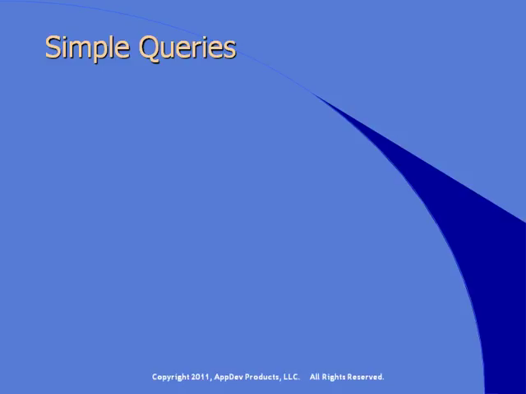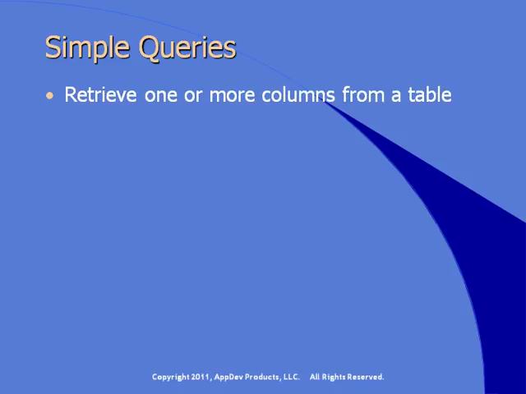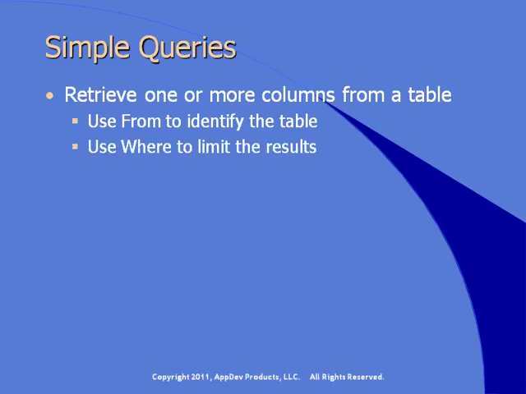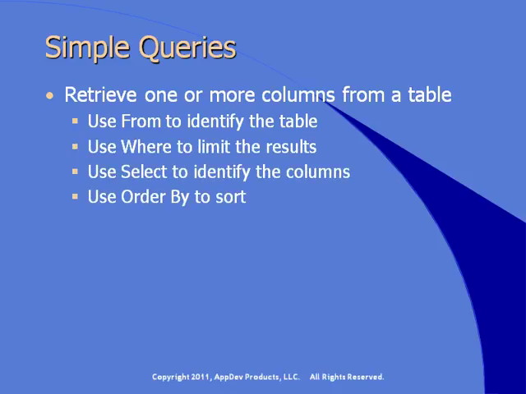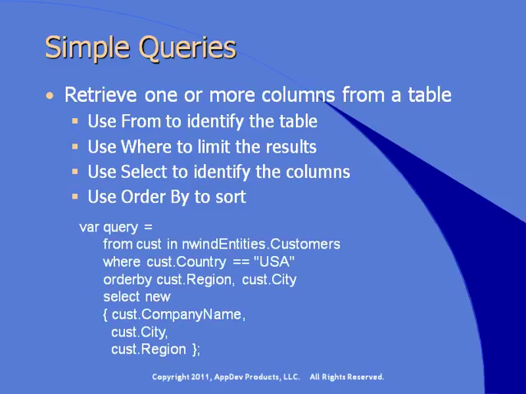So you can use LINQ to entities to write simple queries, retrieve one or more columns from a table. From identifies the table, where limits the results, select identifies the columns, order by you'd use to sort. So for example, here's a LINQ to entities query that returns company name, city, and region from the customers table for customers in the U.S. ordered by region and city.